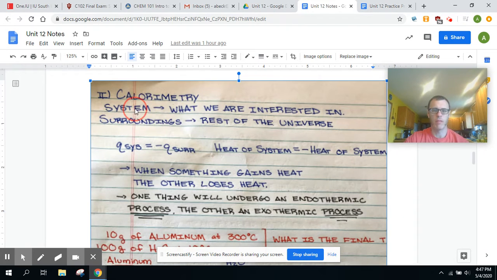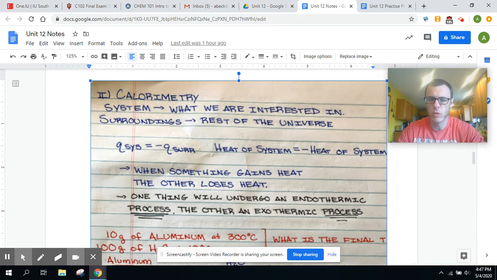Okay, so here we have system is what we're interested in, surroundings is the rest of the universe. The way that we look at things, the heat of the system equals the negative heat of the surroundings. Right? There you go. This should be heat of surroundings. Right there should be surroundings. When something gains heat, the other loses heat. You understand this concept. For some reason, this becomes very difficult for people, but you get it.